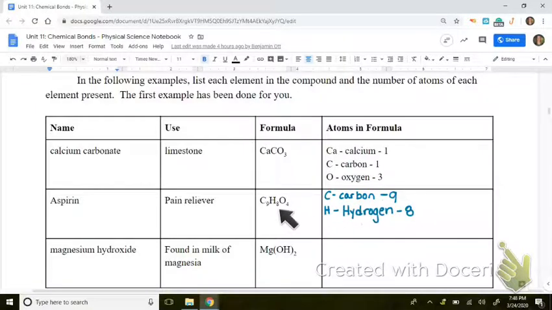And then I can look over here and say that subscript of 8 is there, so I know that there are 8 hydrogen atoms. And lastly here I have an O, and I see that by the subscript I have a 4 there, and so I know that there are 4 oxygen atoms.